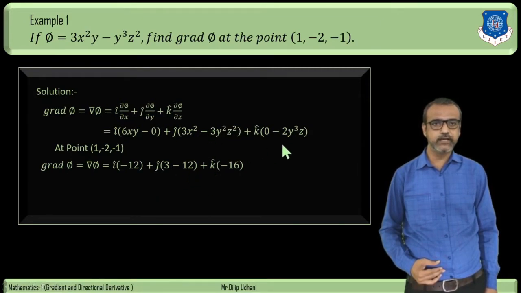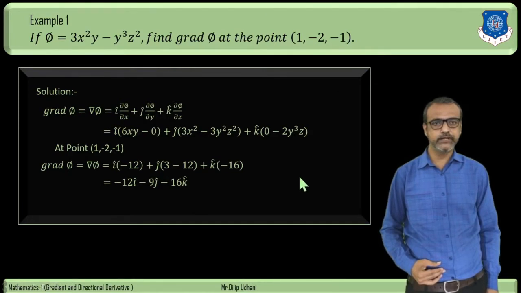Then after plus k cap, then after minus 2, y is minus 2 raised to 3 that will be minus 8, into minus 2 that will be plus 16, and then after replacing z by minus 1 it will become minus 16. So nabla phi or grad phi that is minus 12i, 3 minus 12 is minus 9j, then after plus minus minus minus 16k. So this is grad phi for the given function at the point 1, minus 2, minus 1.